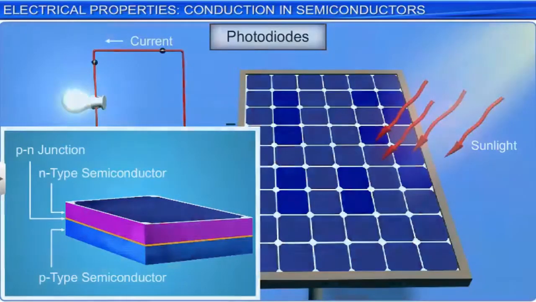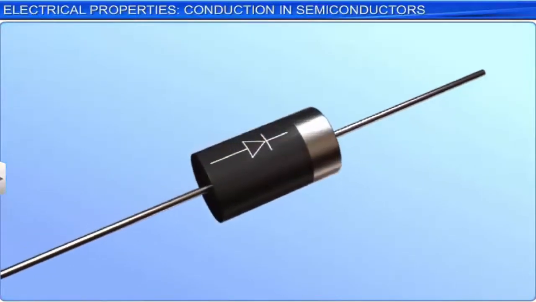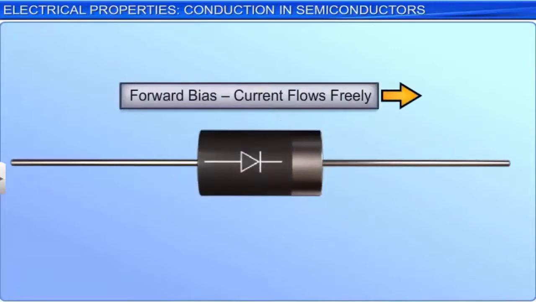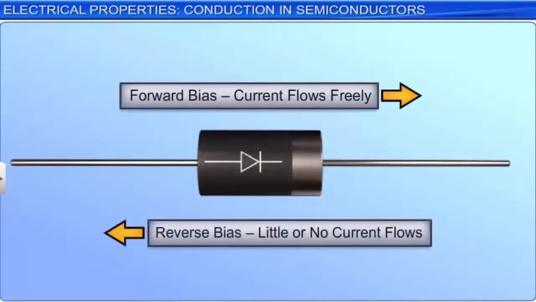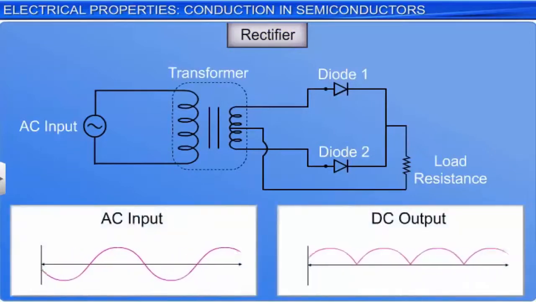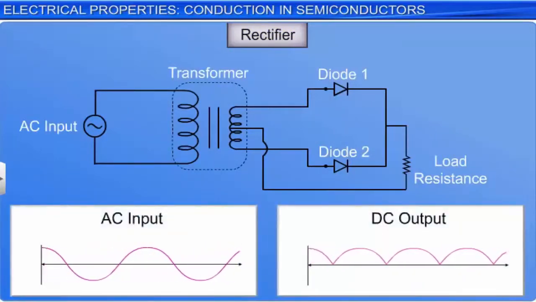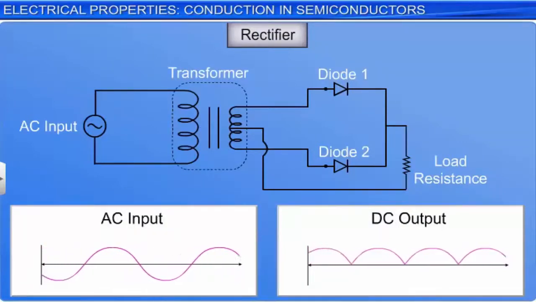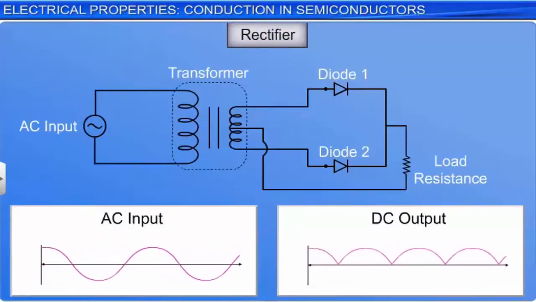It is important to note that in a diode, current can flow in one direction only, but not in the other, and this forms the basis of digital electronics. One of the most popular applications of the diode is in rectifiers. Rectification is the conversion of alternating current into direct current. A rectifier is a device that allows electrons to flow only in one direction.